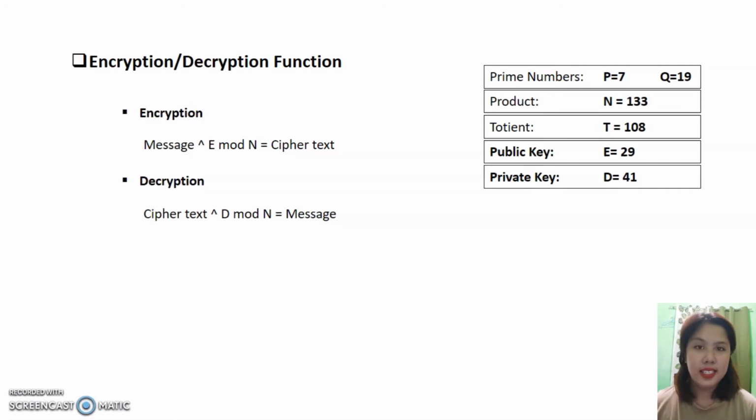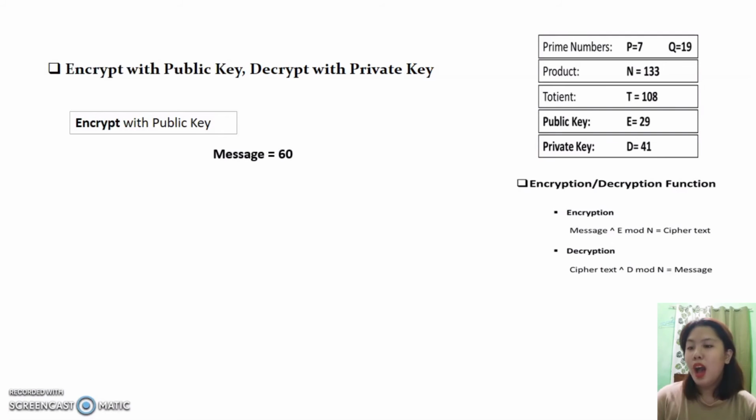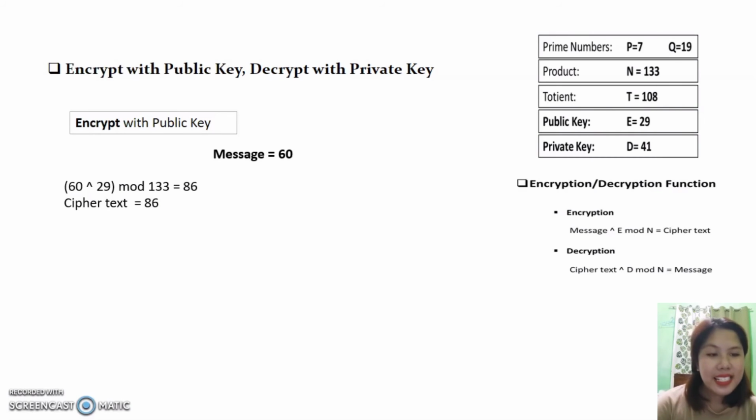Now let's go ahead and test it. We're going to use a message value of 60. So 60 is going to be our starting message, and we're going to simply step through these formulas to prove how RSA works. Let's start by encrypting with the public key and then see if we can decrypt with the corresponding private key. To encrypt with the public key, we take the message, which is 60, and raise it to 29, which is the public key. Then we figure out the remainder when divided by 133. The result is 86, which means 86 is the ciphertext of encrypting the message 60 with this public key.